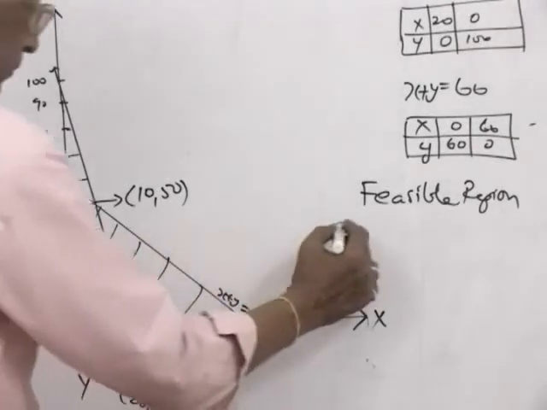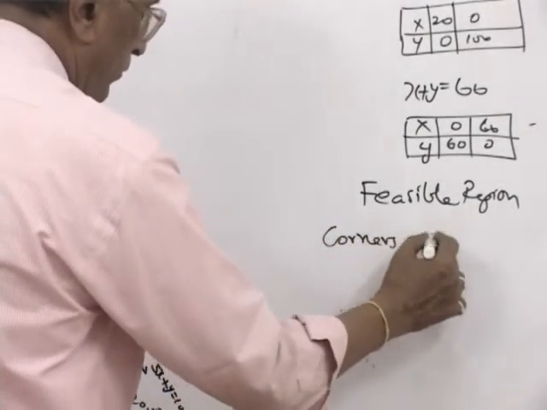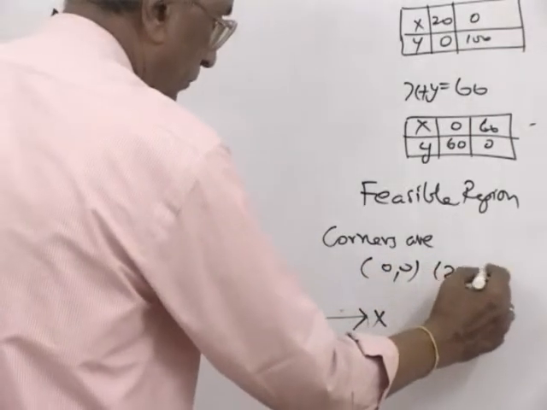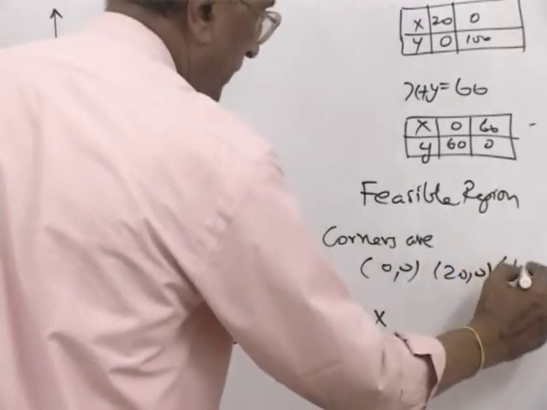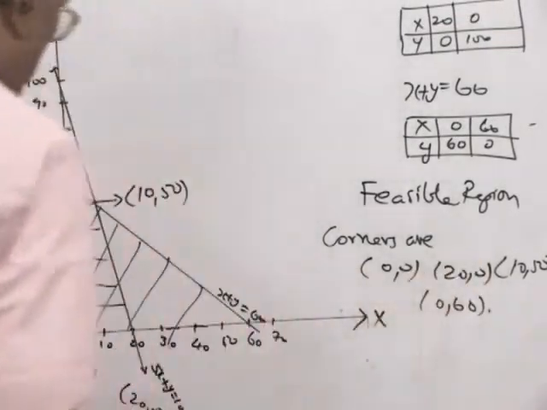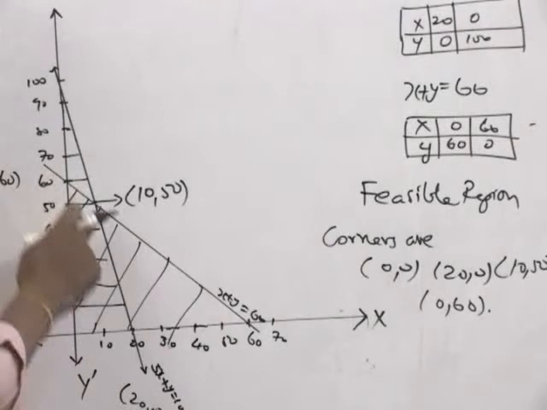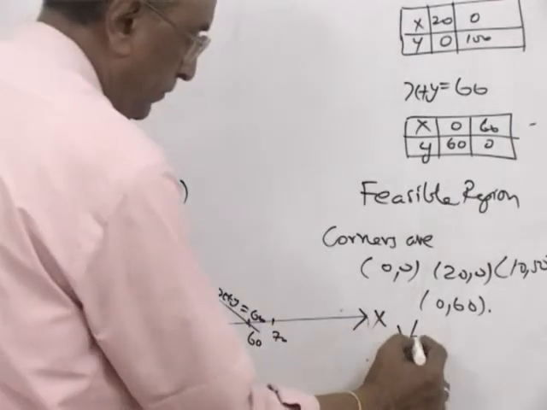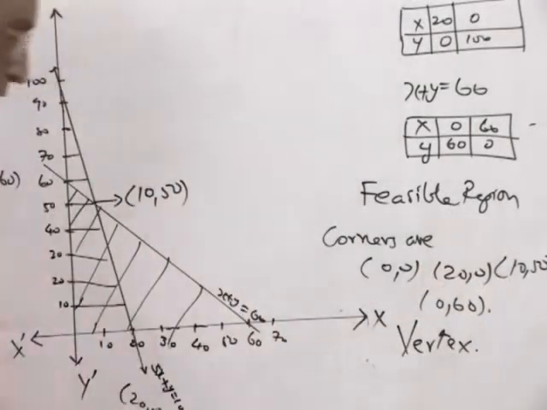The corners are: 0, 0 is the first corner. The second corner is 20, 0. The third corner is 10, 50. And the fourth corner is 0, 60. Here, this area is not common. Hence, these corners are called the vertices of the feasible region. Now, we go to the next level of trying to find out which corner will give you the maximum value for Z.